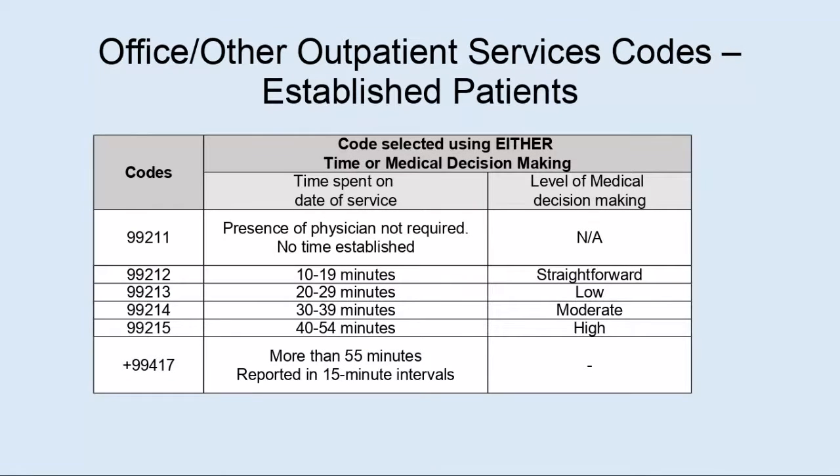For established patients, the same kind of thing, but the numbers are different. 99211, as we said, doesn't need a doctor, no time established, no level of medical decision-making. 99212 is 10 to 19 minutes, and this is straightforward MDM. 99213 is 20 to 29 minutes, low MDM. 99214, 30 to 39 minutes, moderate medical decision-making. 99215, 40 to 54 minutes, and that's high. And again, if it's more than 54 minutes, you're going to report this code with the add-on code. Notice this is for 55 minutes.